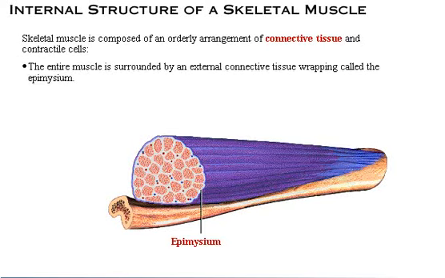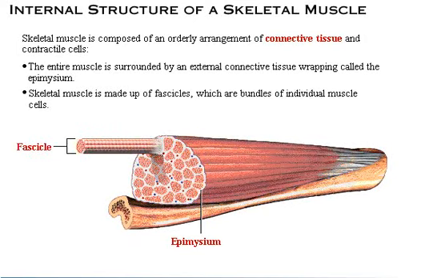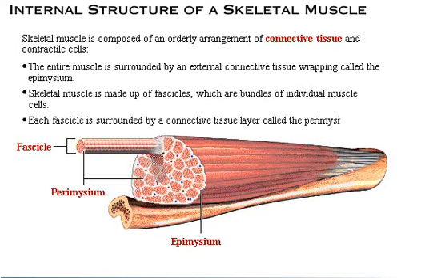The entire muscle is surrounded by an external connective tissue wrapping called the epimysium. The skeletal muscle itself is made up of fascicles, which are bundles of individual muscle cells. Each fascicle is surrounded by a connective tissue layer called the perimysium. Click the fascicle to enlarge it.